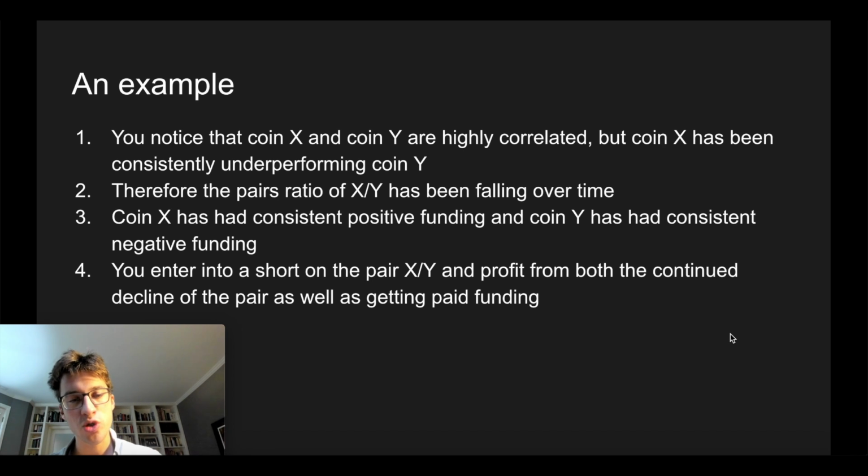So you enter into a short on the pair of X divided by Y, and you will profit from two things. You'll profit if the pairs ratio continues to decline. You'll also profit from funding if funding stays the same. Because if funding stays the same, then coin X pays you, coin Y pays you, and if the pair goes down because you shorted the pairs ratio, that pays you too.